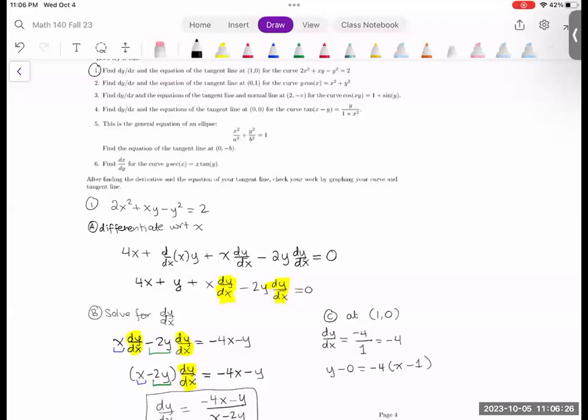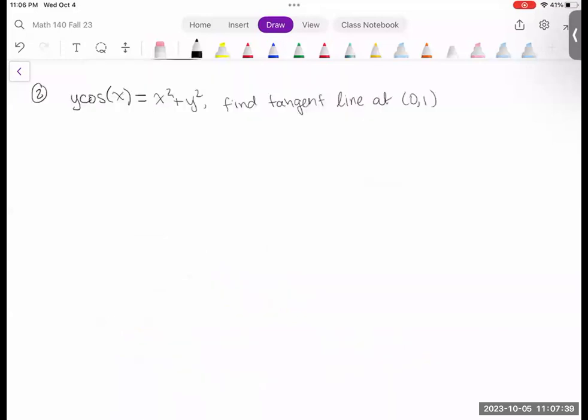Okay, so we're going to take a look at some more examples of implicit differentiation. We're going to work on number 2 next. So we have the curve y cosine of x equals x squared plus y squared. And we're going to find the equation of the tangent line at (0, 1). Okay, so here's our problem.